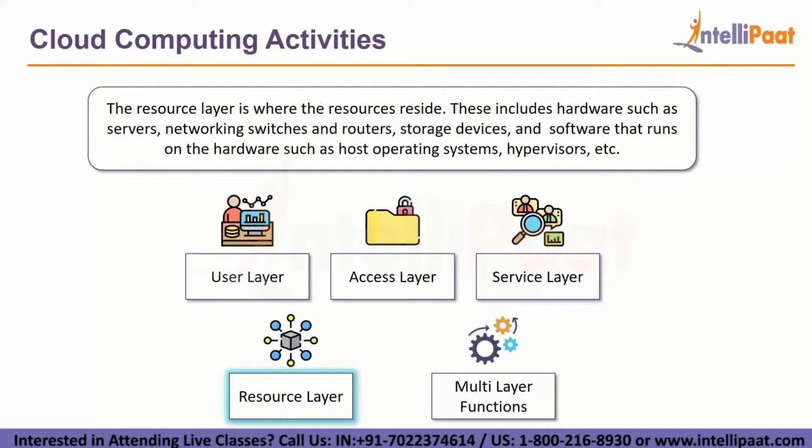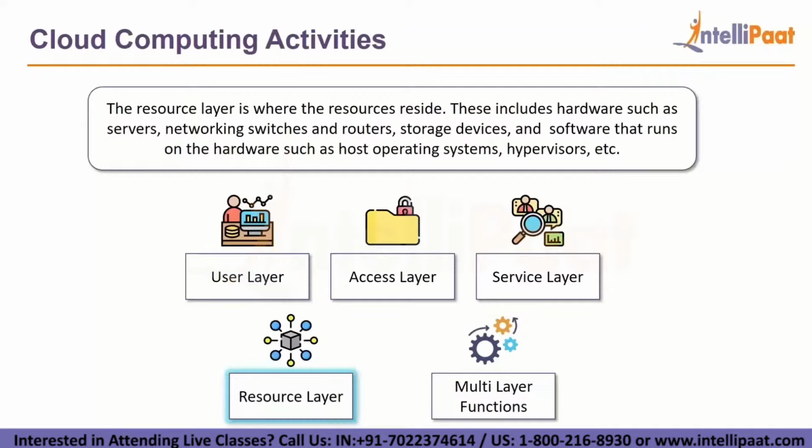Then comes the resource layer. This is where the bare metal resources reside. These include hardware such as servers, networking switches, routers, storage devices, and software that runs on the hardware such as host operating systems, hypervisors, etc. So this is the lowest layer that you can go to. This is the actual data center where the entire servers are hosted.